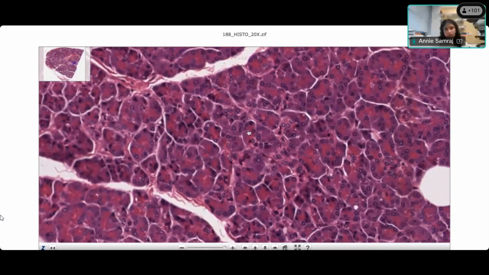Here, so what are these pink granules? Zymogen granules. Yeah, exactly. Zymogen granules. And what do the zymogen granules contain? Enzymes. A few examples of these enzymes.